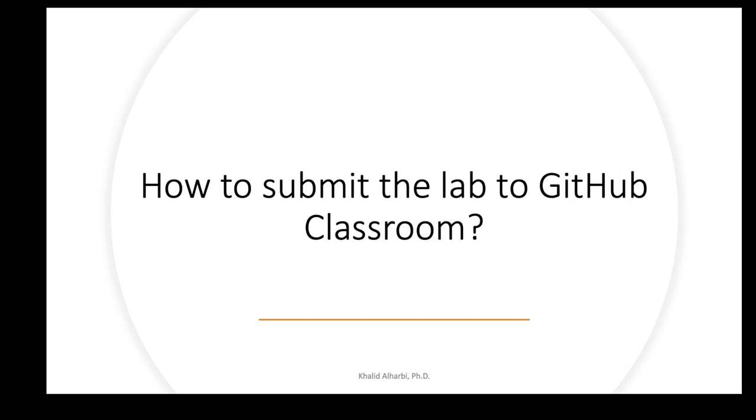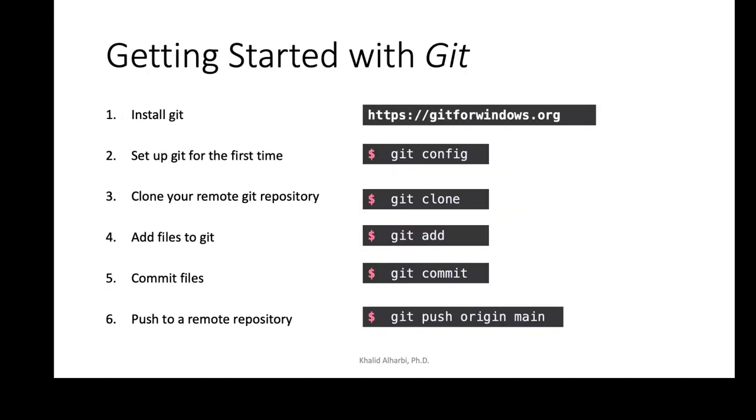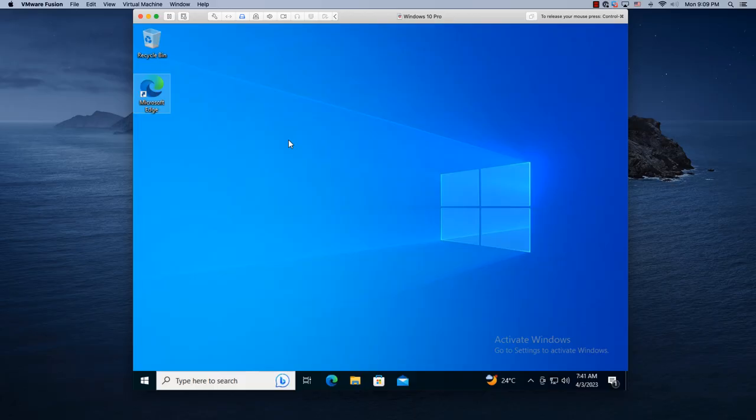So let's see how easy it is to submit your lab to GitHub Classroom and get instant feedback and grade for your submission. To get started, I will install Git on a new Windows environment, and then I will set up Git for the first time on that environment, and then I will clone the remote repository that we will be working on. And then we will be adding files, committing, and then pushing to the remote repositories.